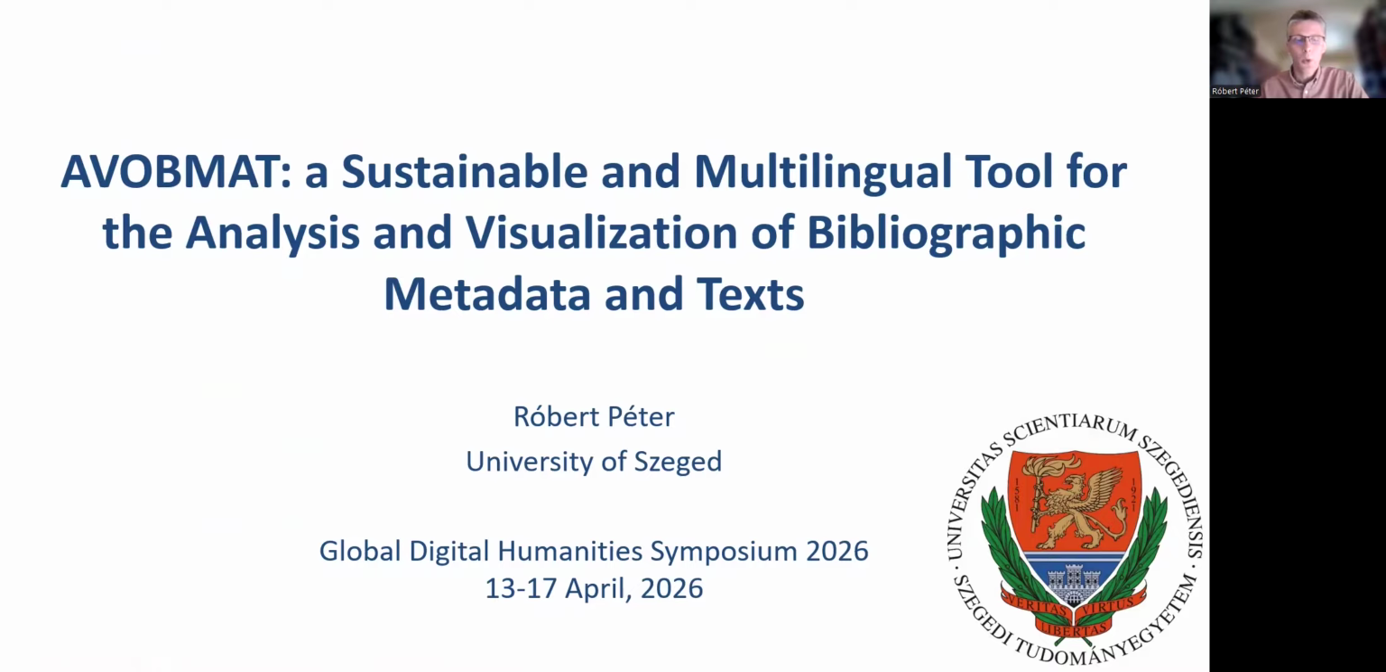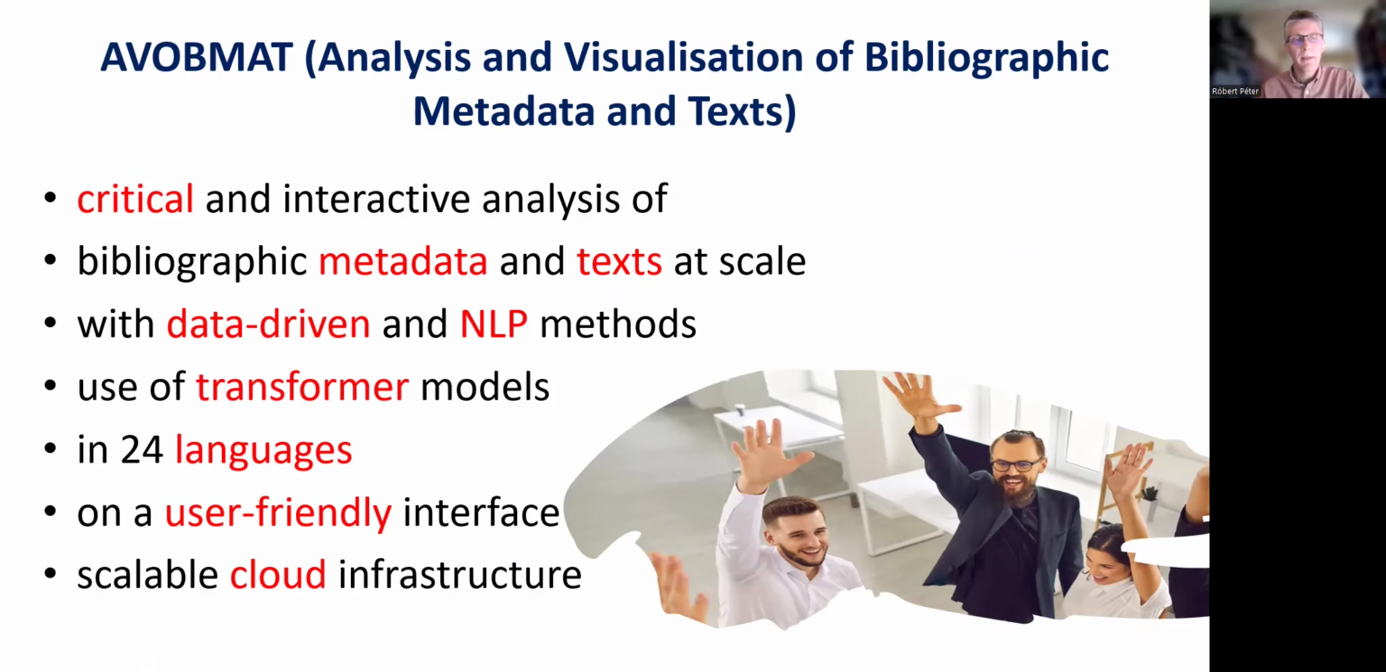In the project showcase session of the symposium, I'd like to introduce the avobmat multilingual research tool for the analysis and visualization of bibliographic metadata and text. Avobmat is designed for the critical and interactive analysis of both bibliographic metadata and full text at scale. It combines data-driven methods and natural language processing techniques. You can use transformer models.